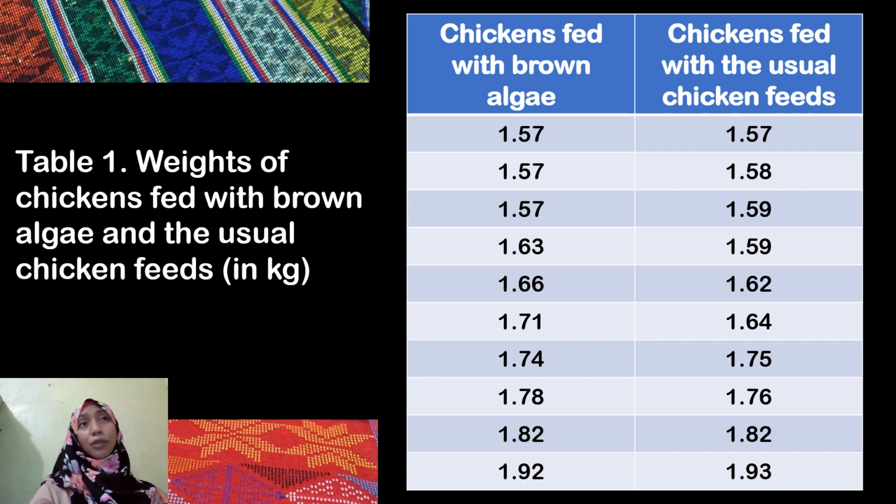As you may be able to see in our PowerPoint presentation, Table 1 shows you the weights of the chickens fed with brown algae on the first column and the chickens fed with the usual chicken feeds on the second column. These were measured after the experimentation, which was after 6 weeks.